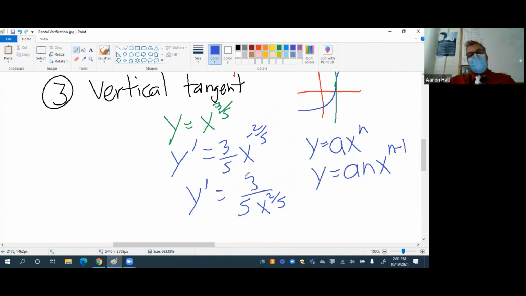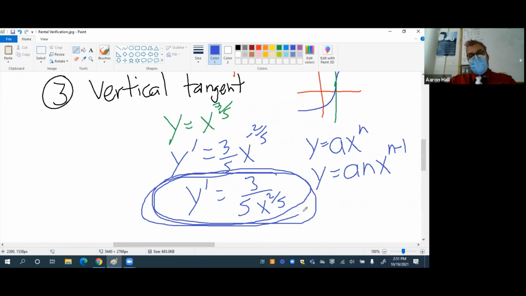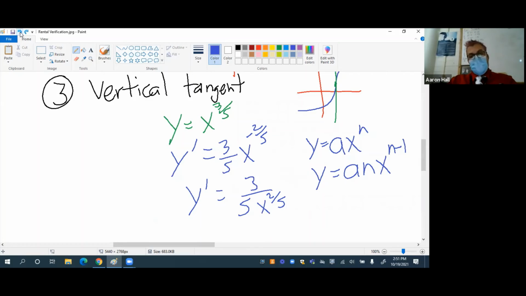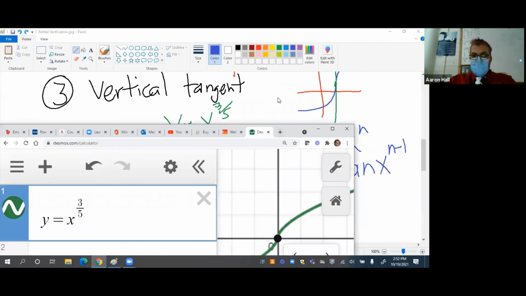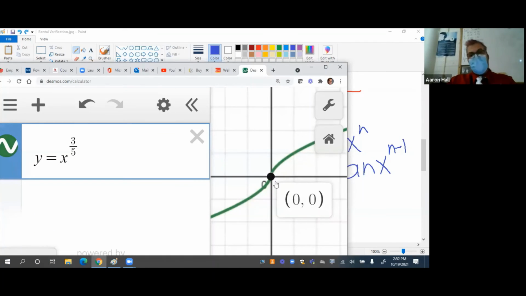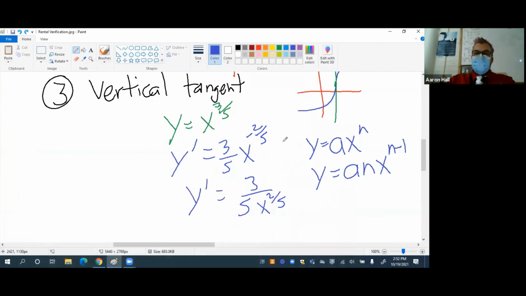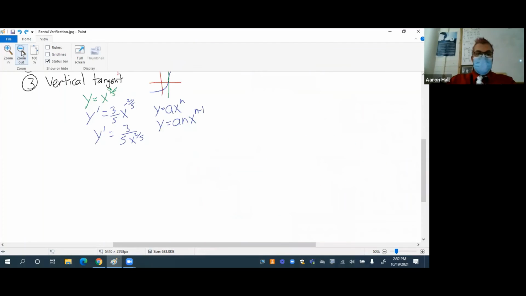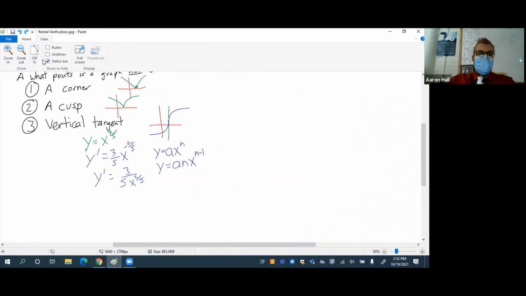What value of x is not allowed for this derivative function? X can't be what? 0. Yeah, x can't be 0, because if it's 0, I have 0 in the denominator. So for this graph, let's go back to my graph here. Right here it shows that for this vertical tangent at this point, it's not differentiable when x is 0. Okay, so we found 3: at a corner, at a cusp, at a vertical tangent line.